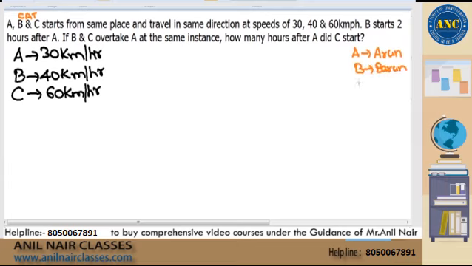Instead of person C, it is given as Kiran Mala. You can refer to the same question on Google. Just type Arun, Barun, and probably you will get the entire question by using Google search. I just replaced Arun, Barun and Kiran Mala by A, B and C. That's the only difference. A, B and C start from the same place and travel in the same direction at speeds of 30, 40 and 60 kilometers per hour. That's the first statement.